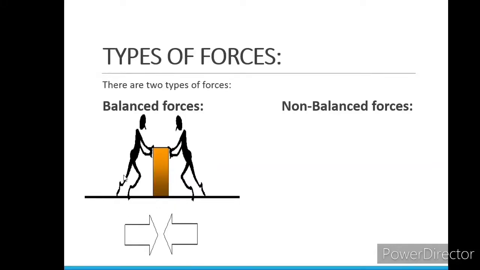So the person on the left is pushing the box to the right and the person on the right is pushing the box to the left, but both of them are applying the same amount of force. If you see the arrows, their size is the same. So both people are applying the same amount of force in opposite directions. What will happen then? Will the box move or will it stay there?